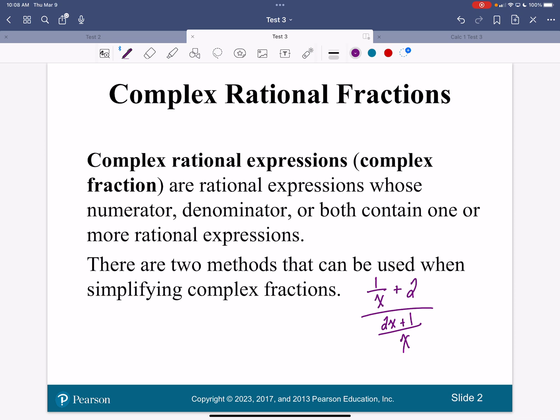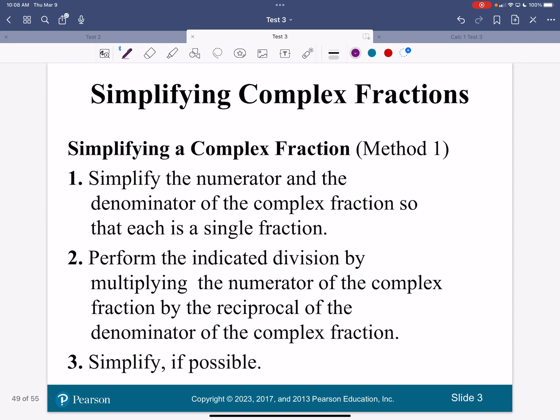So in order to simplify those, we've got to get rid of that. We've got to eliminate the fractions, and then we have to divide the two together. So let's talk about two different ways that we can do this. There's two different ways of simplifying complex fractions.